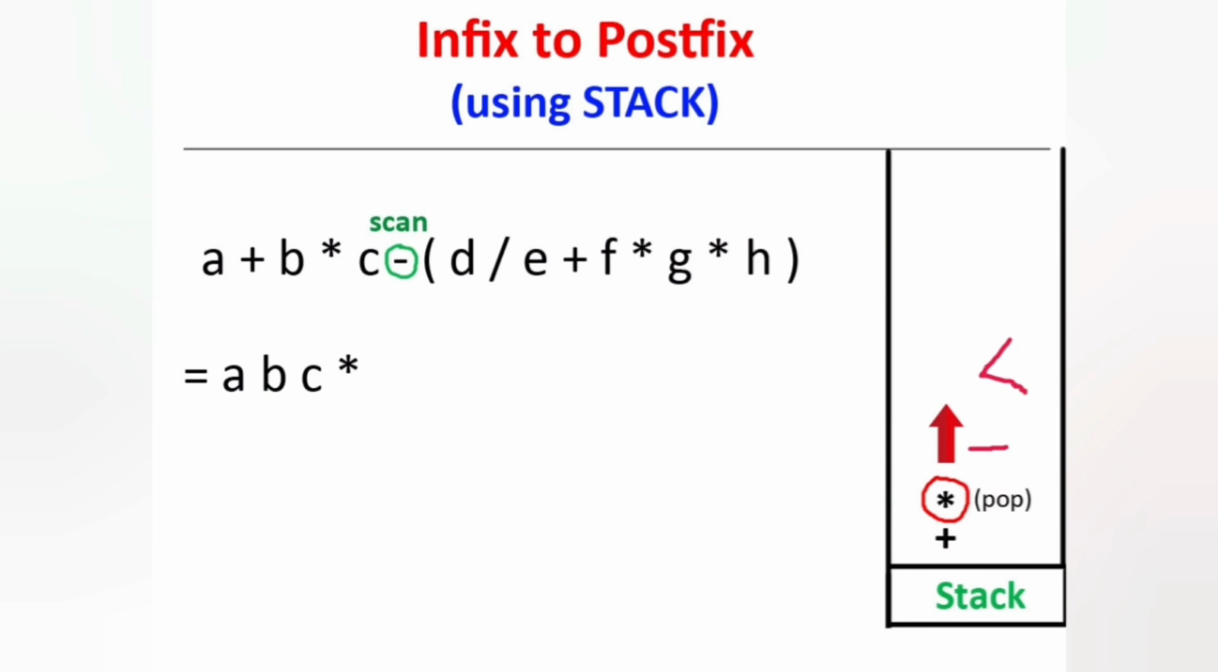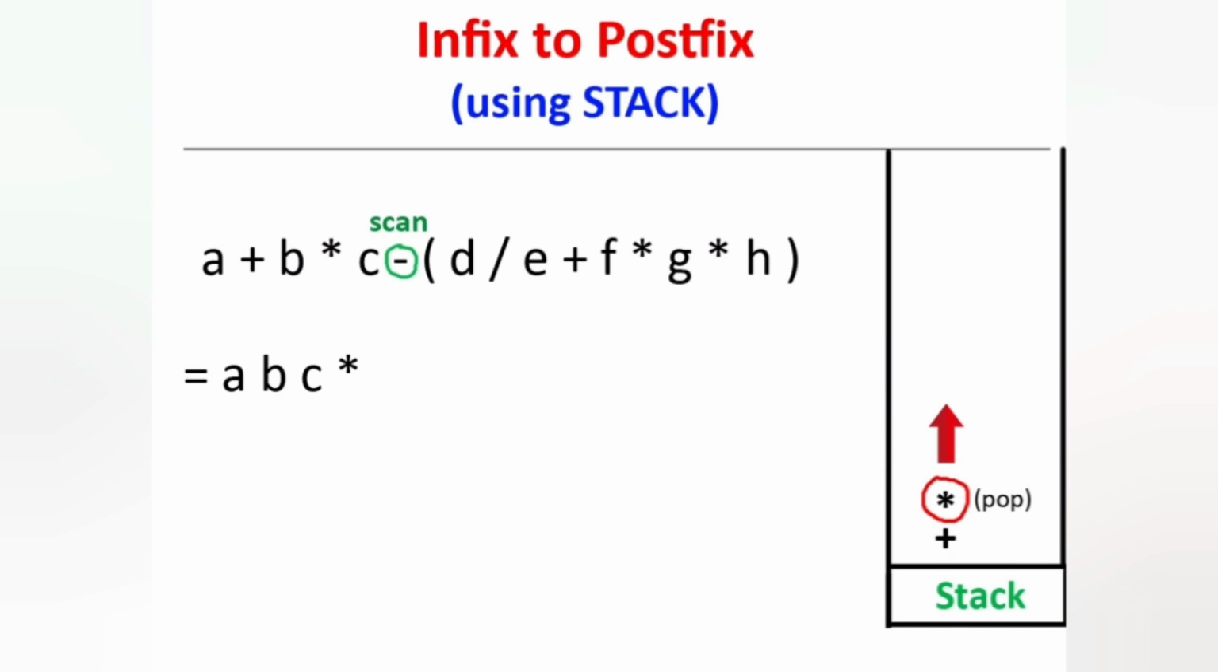So what should we do? We should first pop out the multiplication from the stack, and it is placed in the postfix expression. Why is it popped out? Because multiplication has higher priority than minus. A lower priority operator cannot be pushed in on top of a higher priority operator. So that is why it is popped out and placed into the postfix expression.